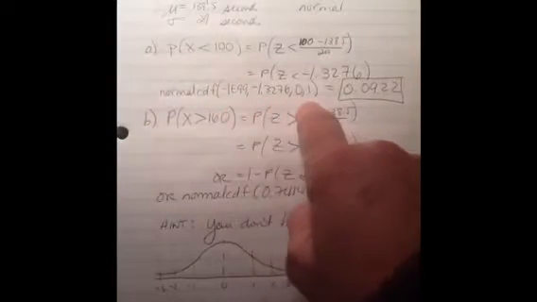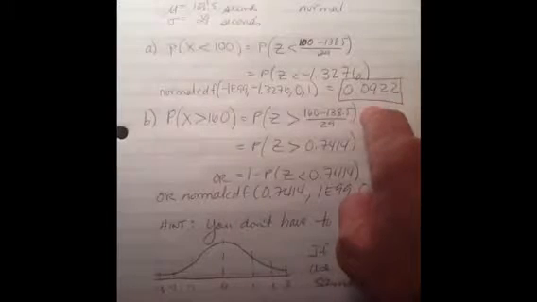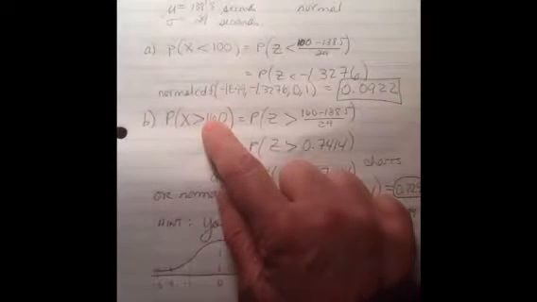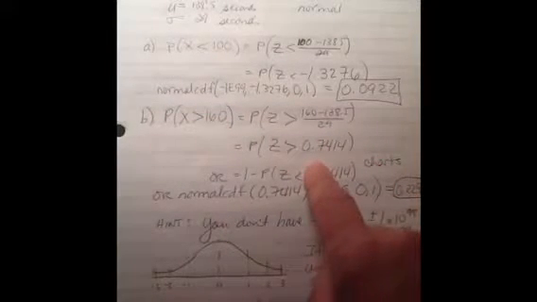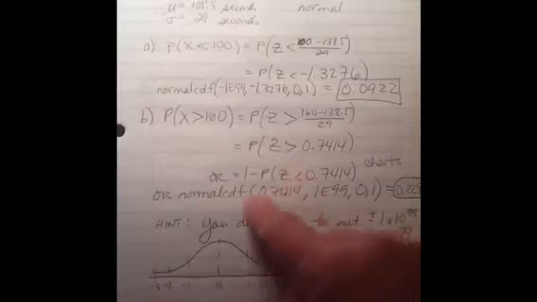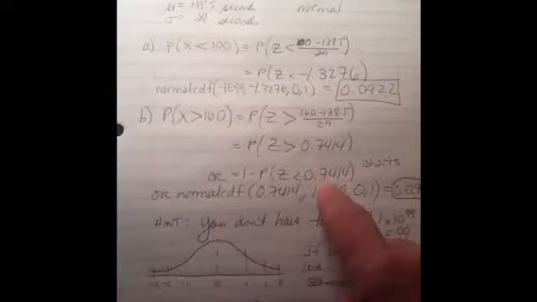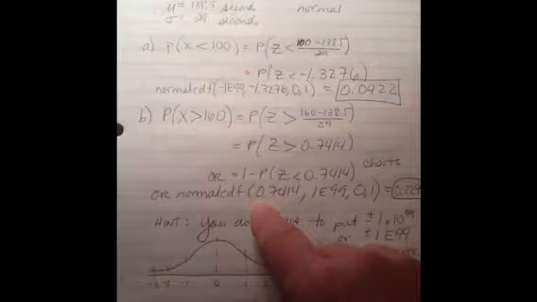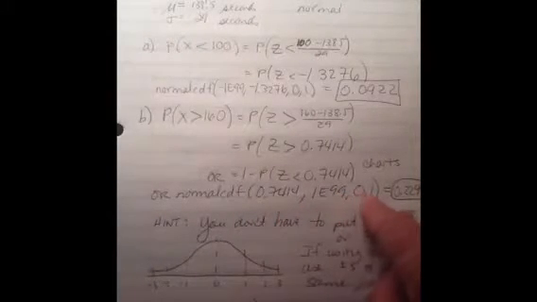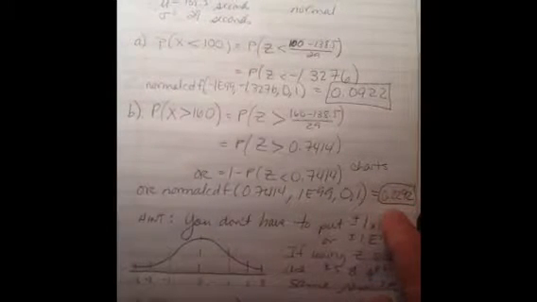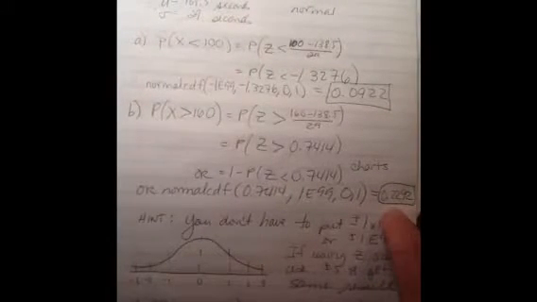And I put it in this way so that I can get what my probability is. Now, what about part B: what's the probability that a randomly selected car will spend more than 160 seconds in the drive-thru? Again, I find my z-score, and I'm looking to the left if I use my charts, so 1 minus the area to the left, or I could use a normal CDF, 0.7414, 1E99, mean, standard deviation, and I get about 0.2292 as the probability that they will spend more than 160 seconds.